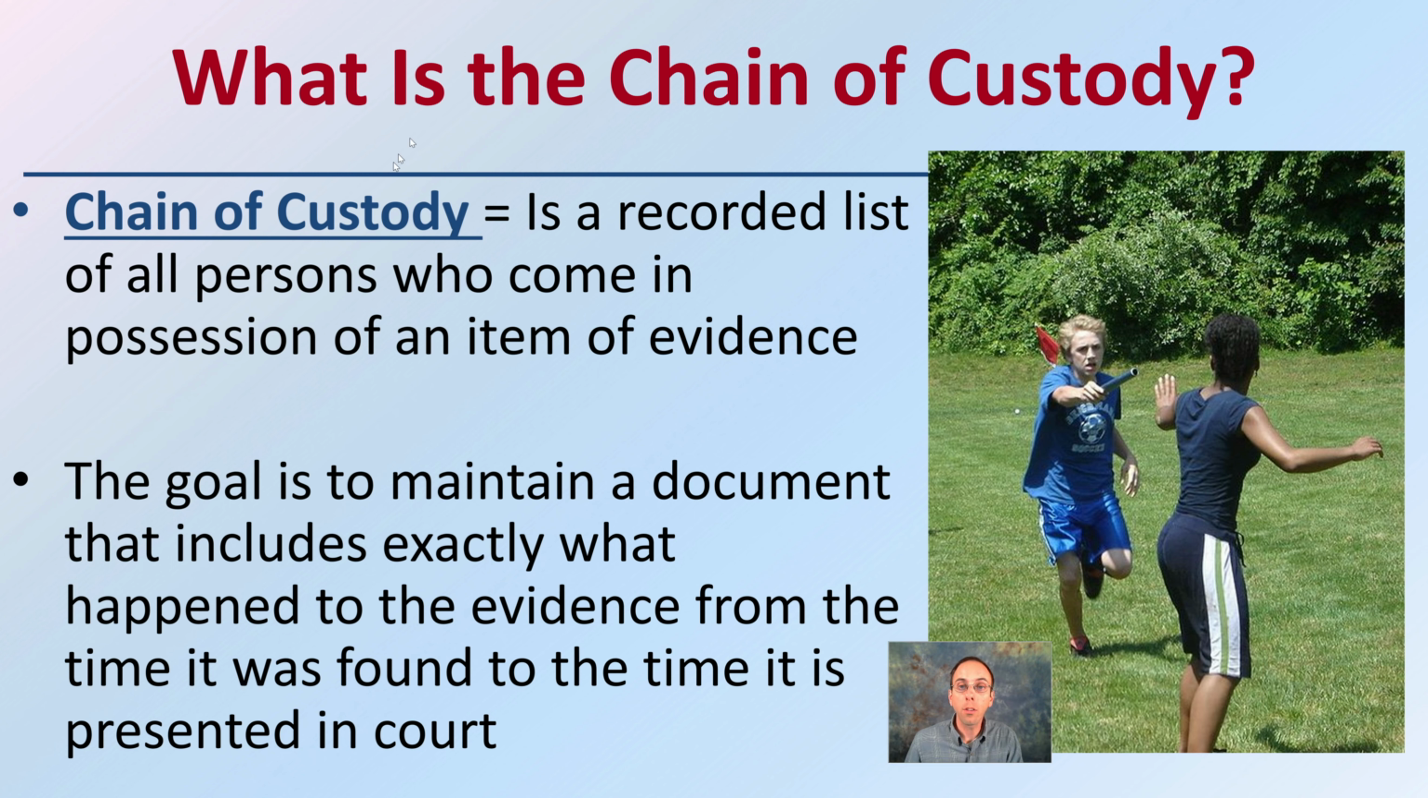Well, chain of custody is a recorded list of all persons who come in possession of an item of evidence. So the goal is to maintain a document that includes exactly what happened to the evidence from the time it was found to the time it is presented in court. Anyone that goes to see it, anyone that gets passed on, that chain of custody, that chain, you're able to follow a paper trail of where that evidence went.